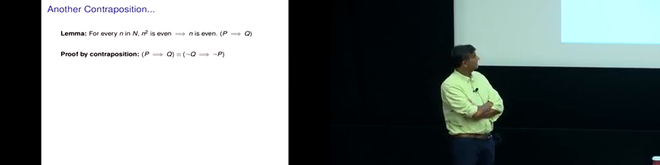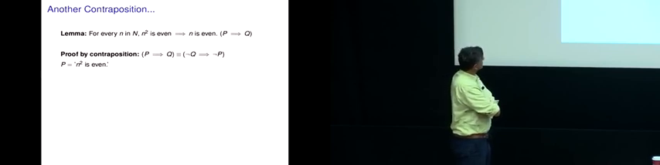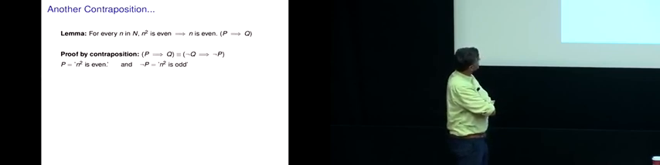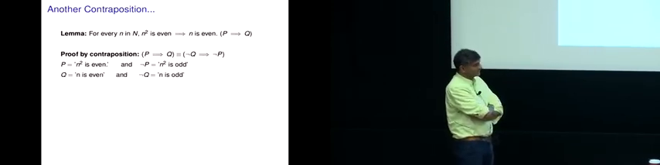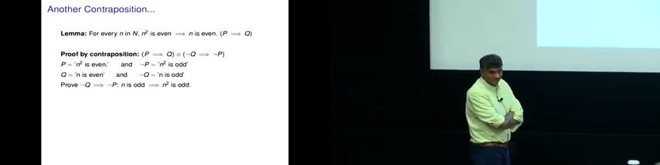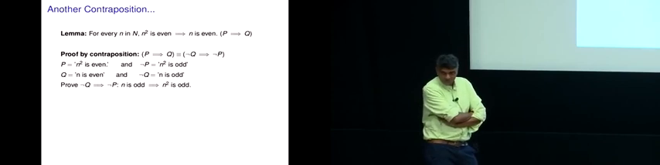N is odd, right? So here P is n squared is even, and not P is n squared is odd. Q is n is even, and not Q is n is odd. So we just translate it all over. Now we start with n is odd, and we want to prove that n squared is odd. And that's almost a triviality. I'll do it, but let's do it.